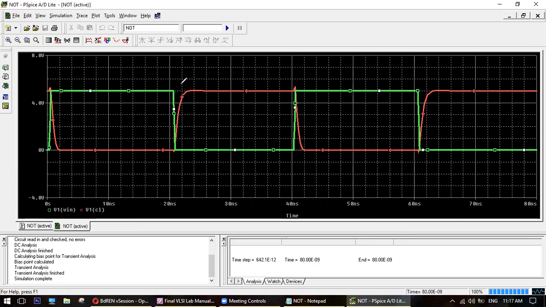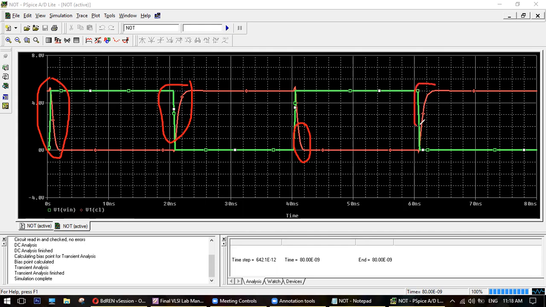As you can see, the output has some rise time and some fall time. This is because of the capacitor, because you are using a capacitor as your output device, right? So it needs some time to charge and some time to discharge. Okay, remember. This is your output versus input graph. This is the transient graph that you are looking for.